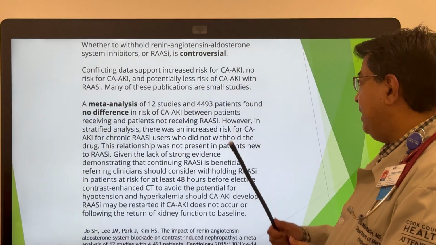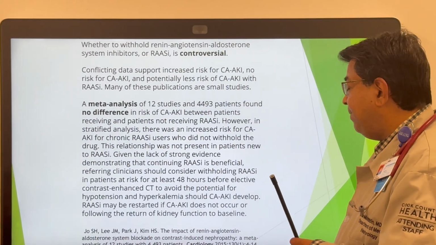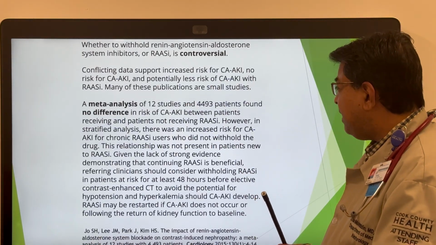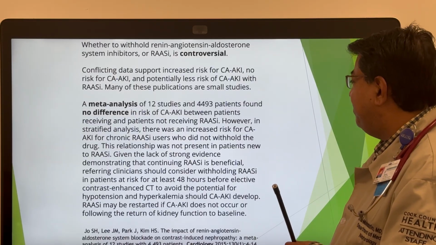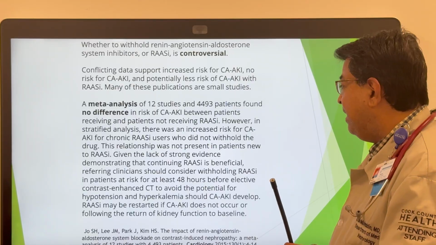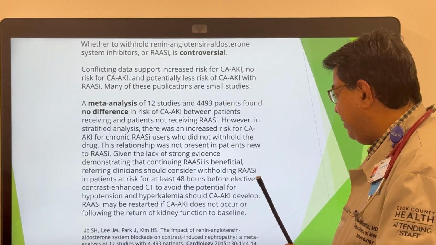Should you hold RAS inhibitors? That's a controversial area, and there's conflicting data. A meta-analysis of 12 studies and 4,500 patients found no difference in risk of contrast-induced nephropathy between patients receiving and patients not receiving RAS inhibitors.